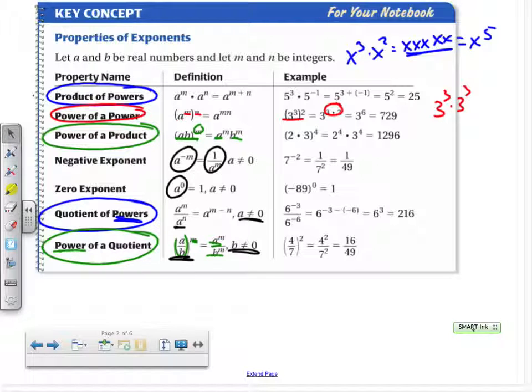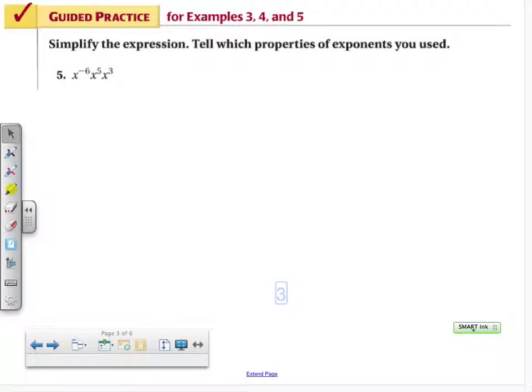Right? So let's look at some problems. Simplify the expression, tell which properties of exponents you use. If you look at this, we got a bunch of exponents that are all multiplied. What do we do? Well, we're going to add them. All the exponents have the same base. We're going to add the powers.